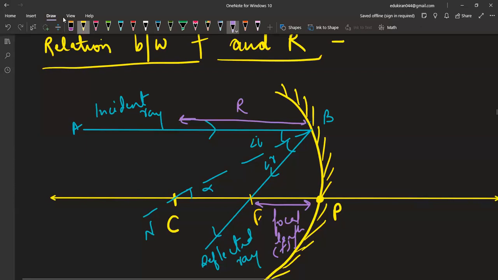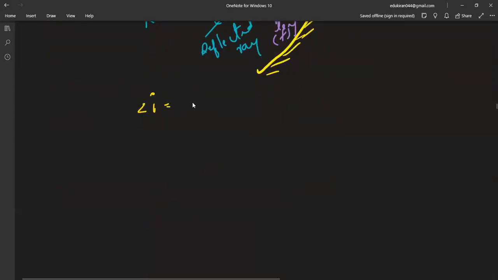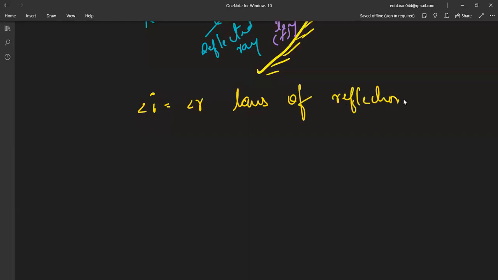Now see, class, according to the first law of reflection, which we had studied, the angle of incidence is equal to the angle of reflection. According to the laws of reflection, we know that angle of incidence is equal to angle of reflection.